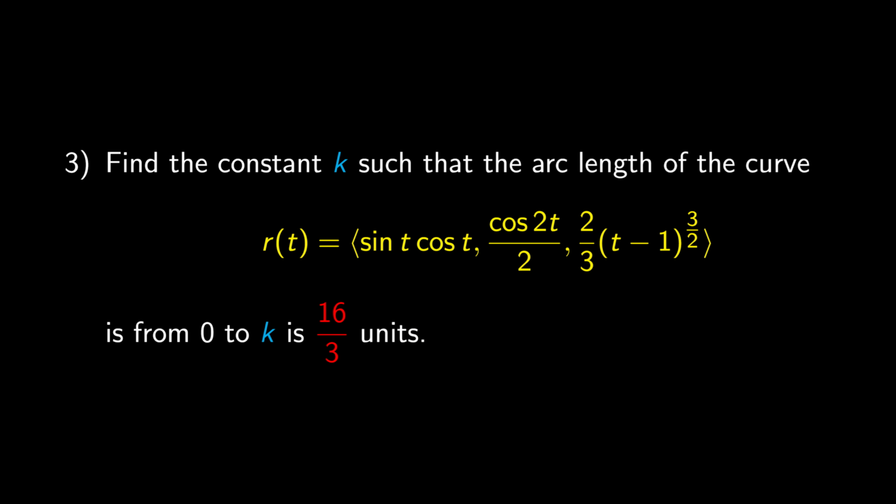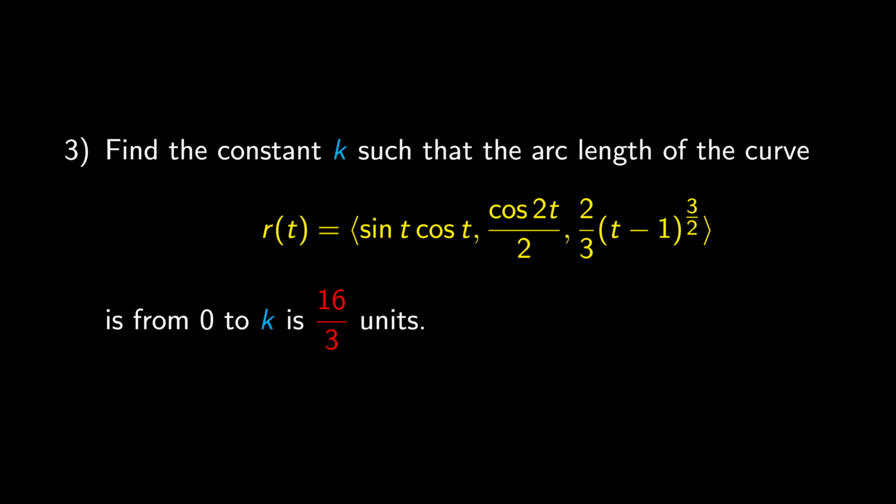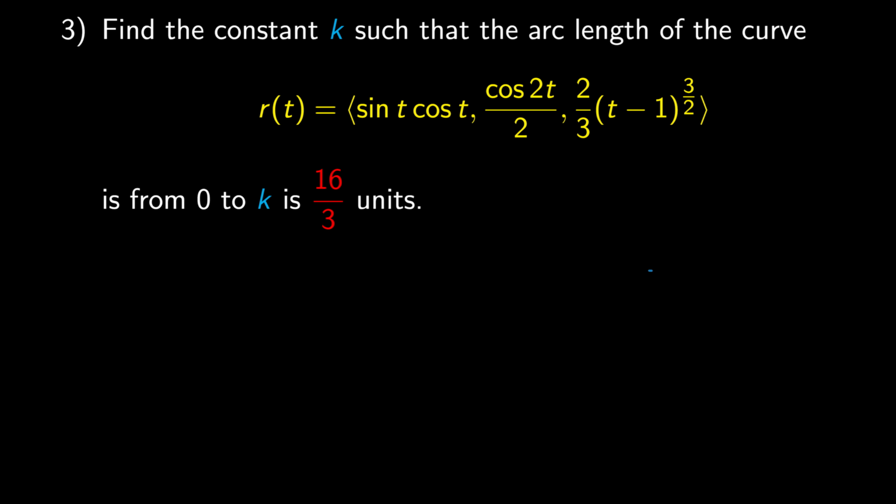Let us now try to solve this third problem. Here, the arc length is given and the curve is given by this one, so it's quite messy. You are asked to find k such that the arc length of this curve from 0 to k is 16 over 3 units. Now, for the solution, before we start with our steps, let us first simplify the curve.